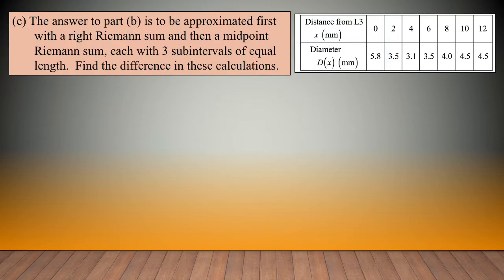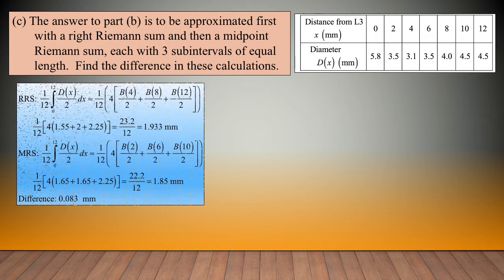Part C reads, the answer to part B is to be approximated first with a right Riemann sum and then a midpoint Riemann sum, each with 3 subintervals of equal length. We want to find the difference in these calculations. We start with our right Riemann sum.